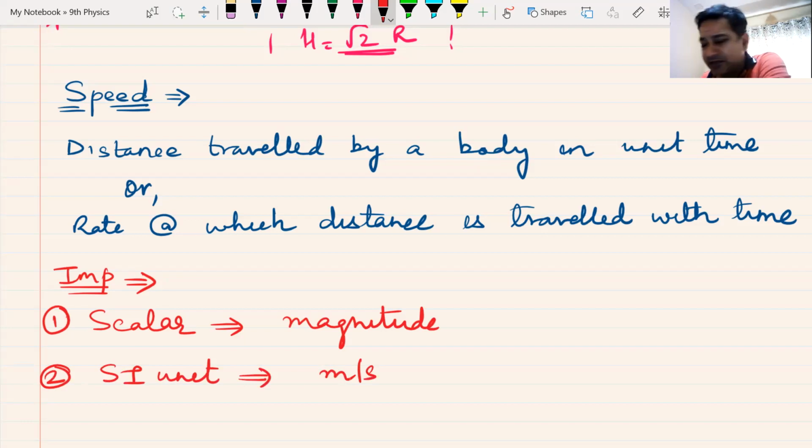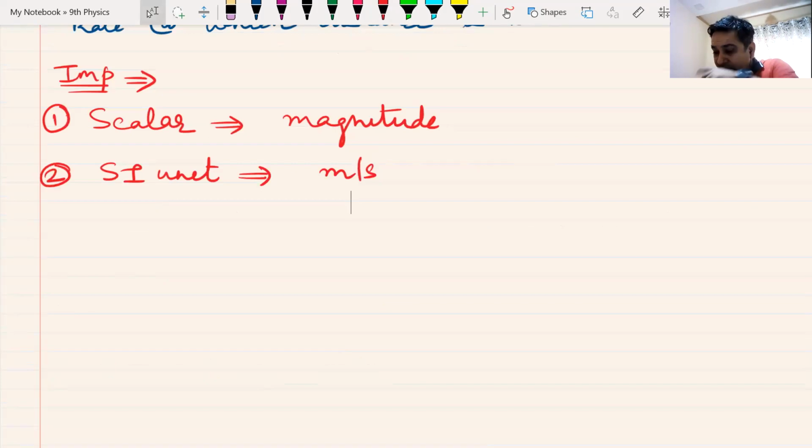There is one more unit that we commonly use, and the commonly used unit is kilometer per hour. How do you convert it? I will let you know. Just give me time. Let us first note the important points about this. I hope you are writing.